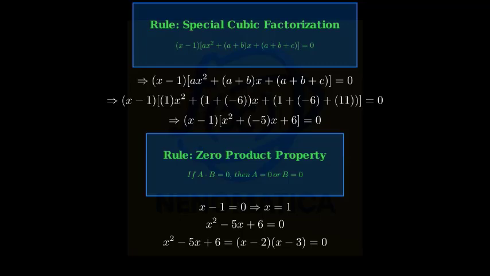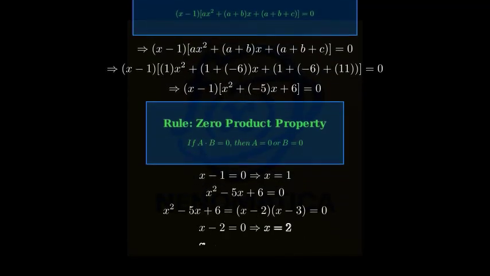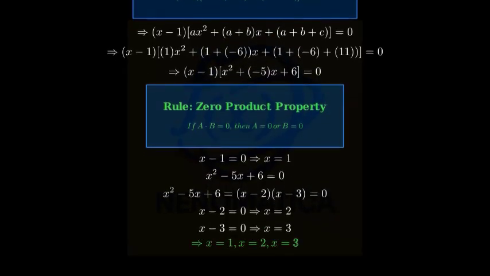For the second factor, we need to solve the quadratic equation x squared minus 5x plus 6 equals 0. We can factor this as x squared minus 5x plus 6 equals the quantity x minus 2 times the quantity x minus 3 equals 0. From the factored quadratic, we get two more roots: x equals 2 and x equals 3. Therefore, the three roots of our original cubic equation are x equals 1, x equals 2, and x equals 3.